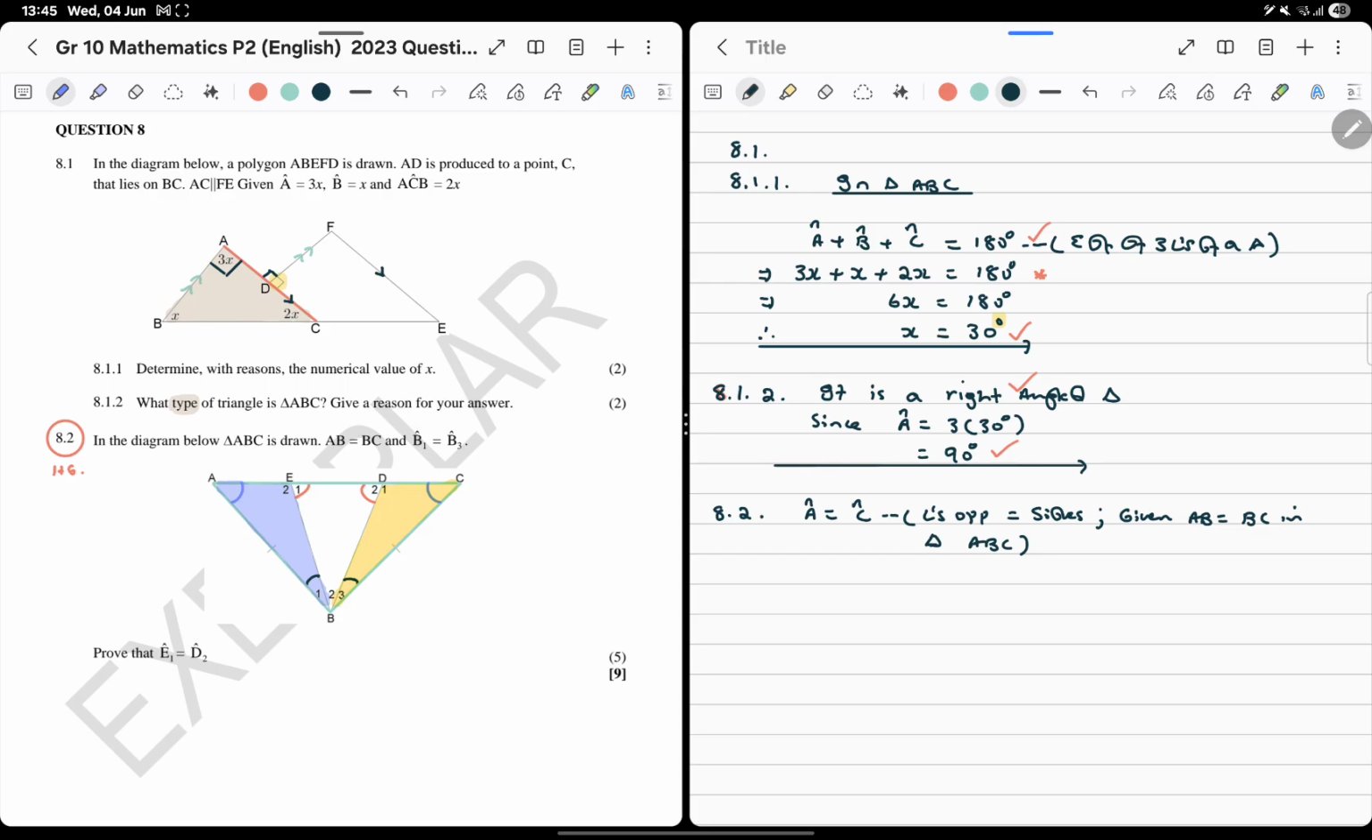So this is easy. We can say, however, we know that angle E1 is going to be equal to angle A plus angle B1. Why is that? This is the exterior angle of triangle. We name it. It's going to be ABE.